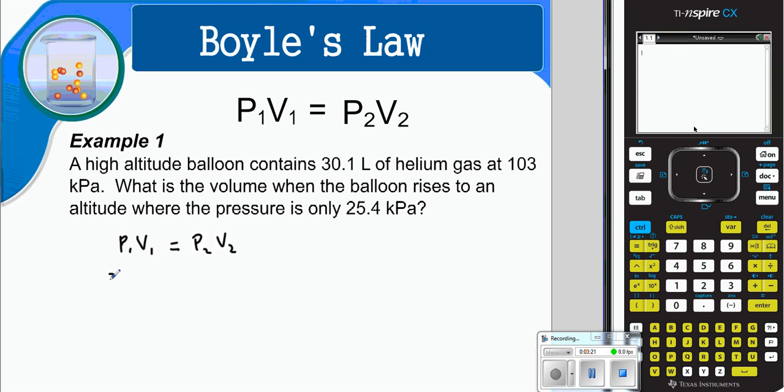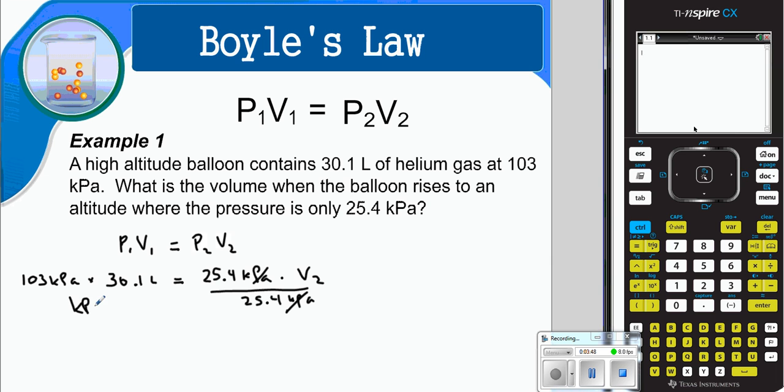I've got 30.1 liters. I've got 103 kilopascals. And on the second side, I've got 25.4 kilopascals, and I'm finding my second volume. So you can see the math here is fairly straightforward. The only thing I would be aware of is making sure your units match up. Units must align. Just note that kilopascals cancel and leave you with liters, which is exactly what you'd need to find a volume.